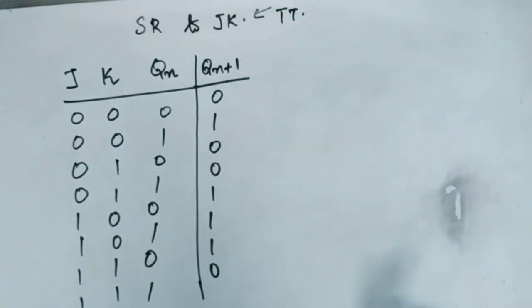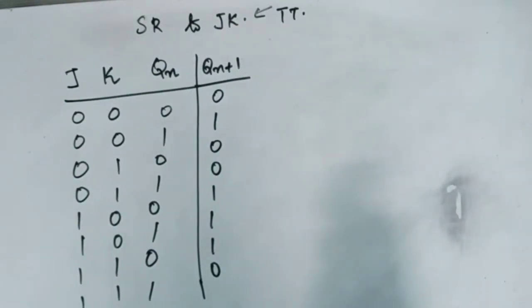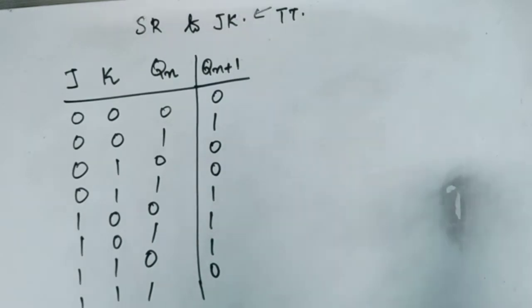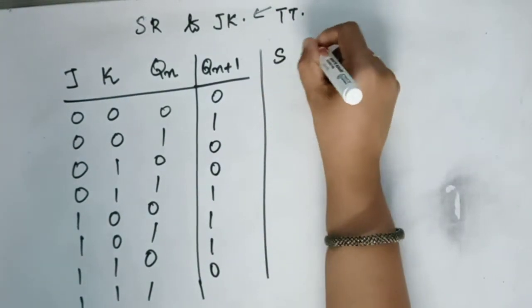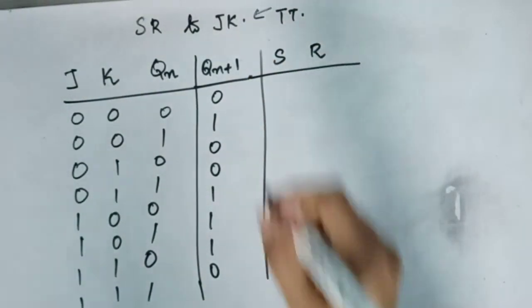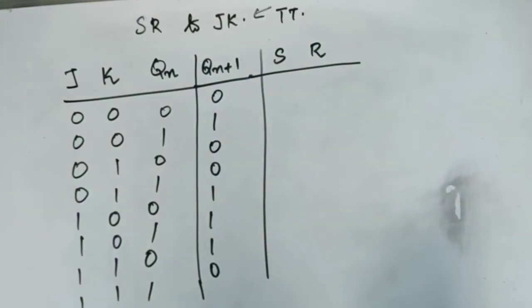Now next, how will you make that flip-flop work as a JK flip-flop? By giving some inputs to the SR flip-flop so that it will work as a JK flip-flop. So what should be the inputs? Input means S and R. What you have in your hand is an SR flip-flop, and what should be given to that S and R so that the flip-flop will act as a JK flip-flop? So what should be S and R?